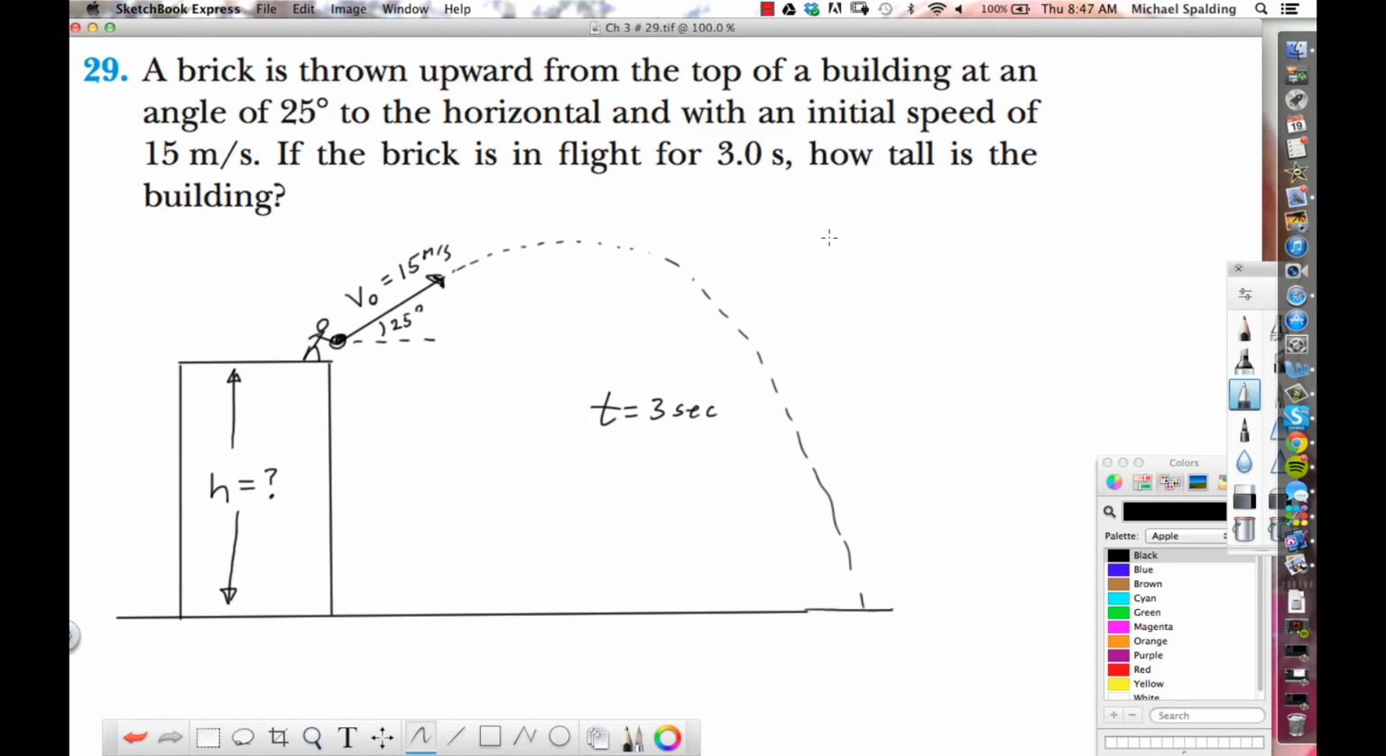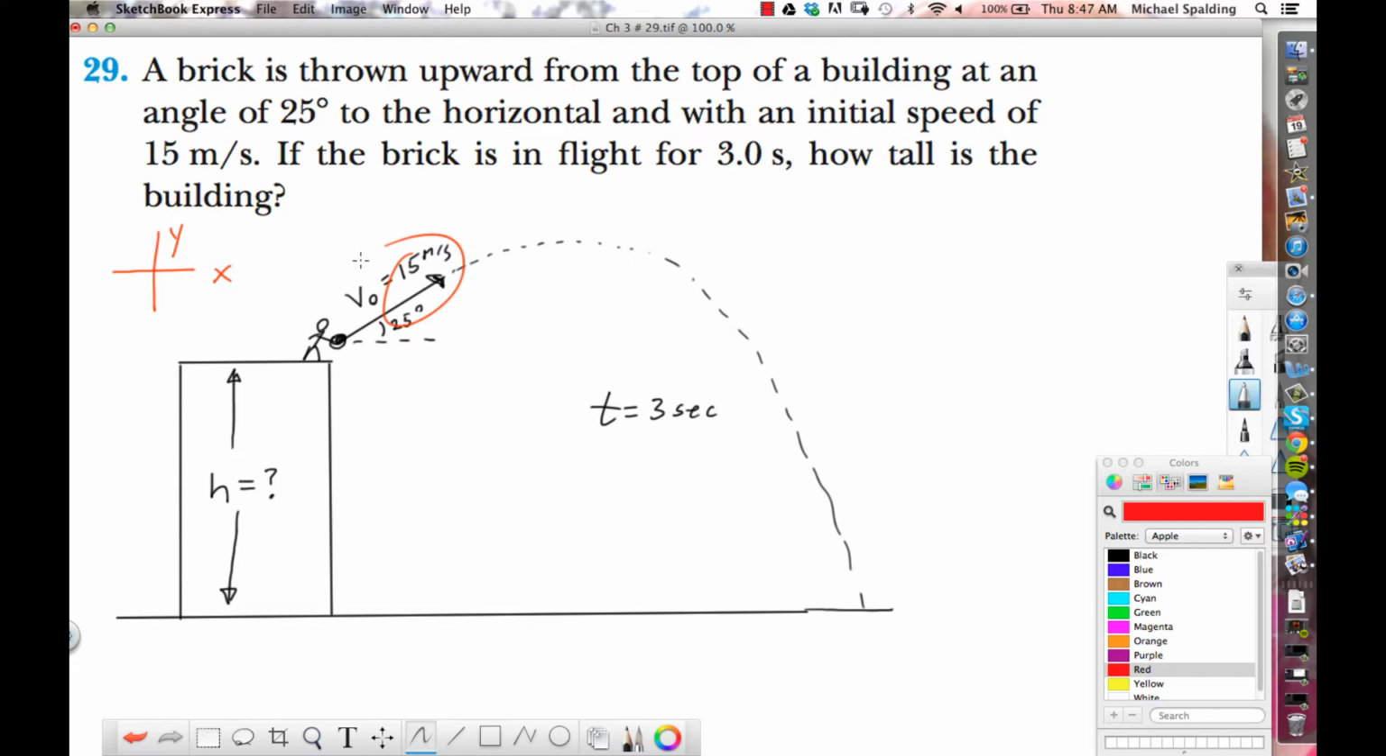All right, so this guy throws this brick from the top of a building at an angle of 25 degrees to the horizontal with an initial speed of 15 meters per second. Whenever you're given data that's not perfectly x and not perfectly y, is this 15 meters per second perfectly x? Mm-mm. Is it perfectly y? Mm-mm.